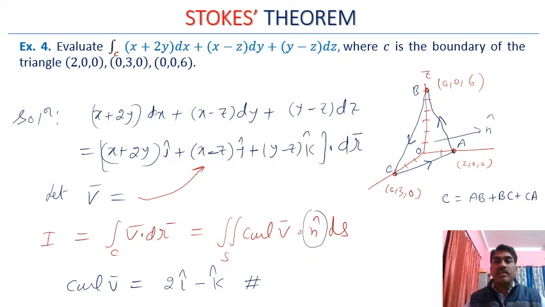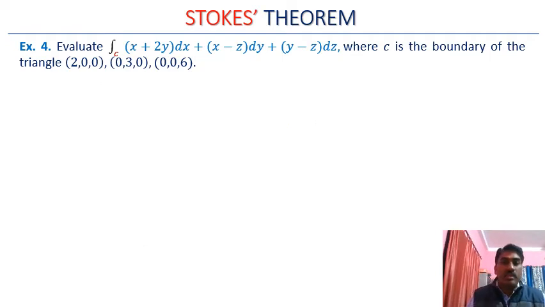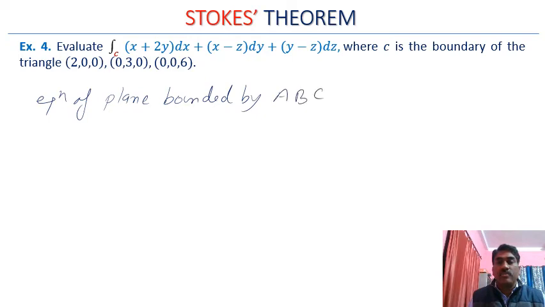So first write the equation for this plane bounded by the triangle ABC, or you can say the equation of the plane on which the triangle ABC lies.